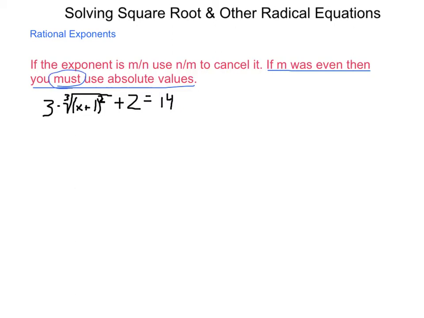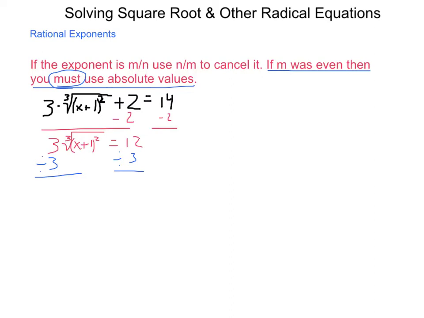So let's begin solving this problem. 3 times the cubed root of x plus 1 squared, plus 2 equals 14. I'm going to begin by isolating my radical. I'm going to subtract 2 from each side. So I get 3 times the cubed root of x plus 1 quantity squared equals 12. Next, I will divide both sides by 3.